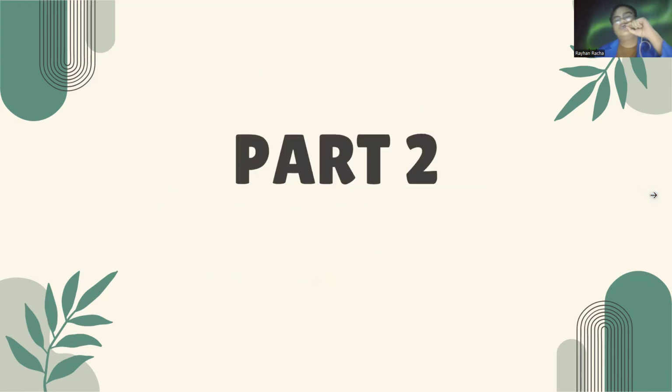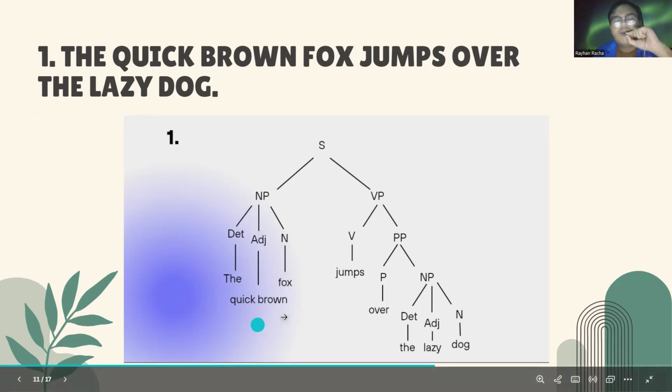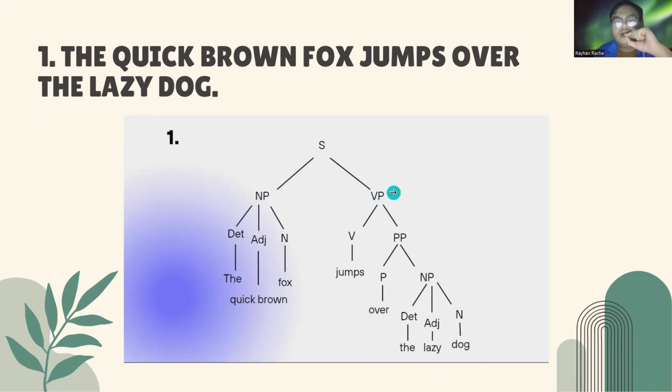So moving on to part two, I will be explaining about tree grammar. The first one is: the quick brown fox jumps over the lazy dog. In here we have a sentence and we divide it into two, a noun phrase and a verb phrase. In the noun phrase we have the determiner, the word the, then the adjective, quick brown, and then the noun itself, fox. And moving on to the verb phrase, we have the verb itself, jumps.